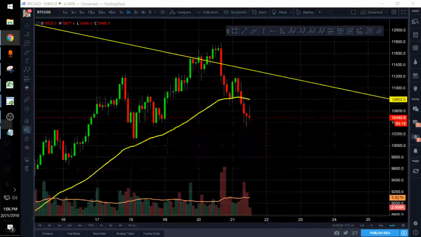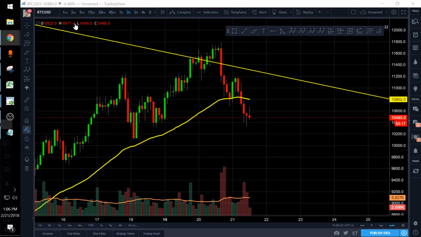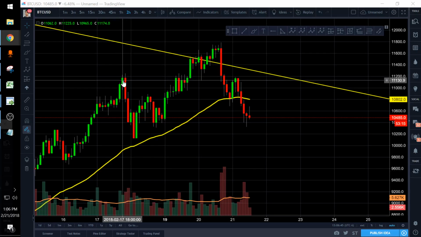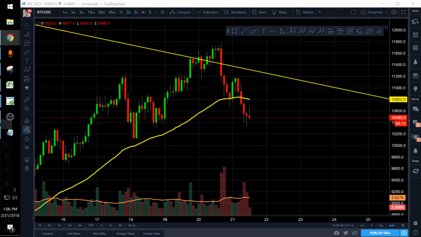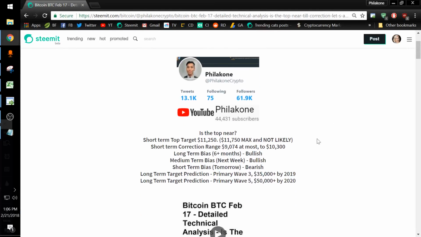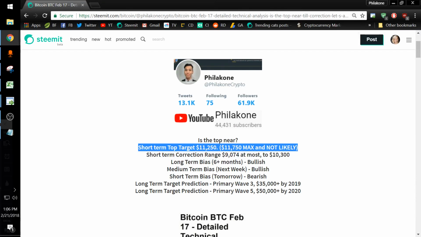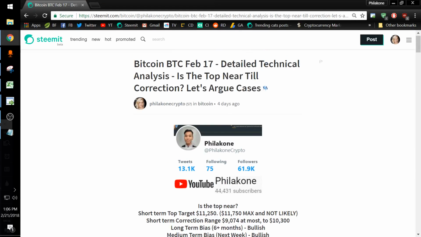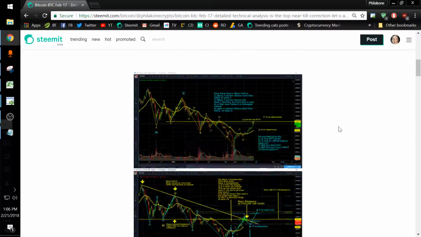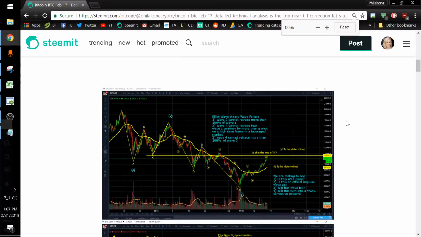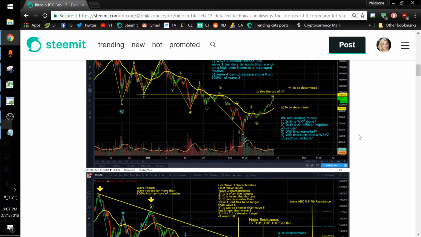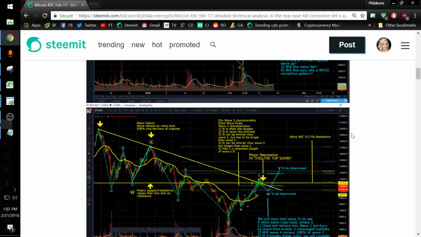So right here, guys, this one where I called the top, if you look at the high here at 11,250. Well, this is it right here, guys. Short-term target, 11,250. This was my post 4 days ago, and I argued it from a very technical perspective, right? We argued it from the perspective of lots of Elliott wave. It was one of my more complicated videos that I've done.